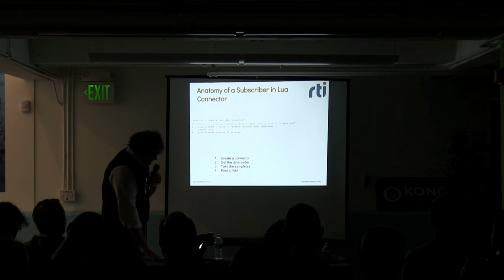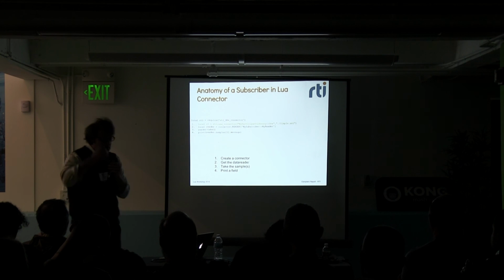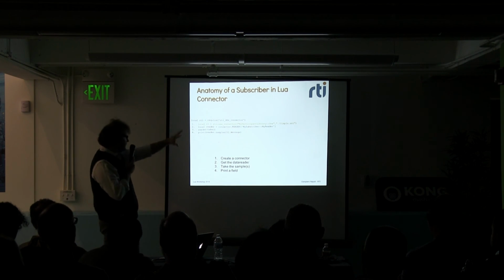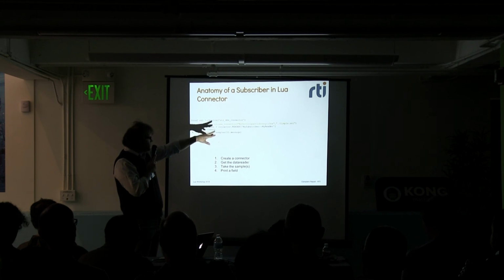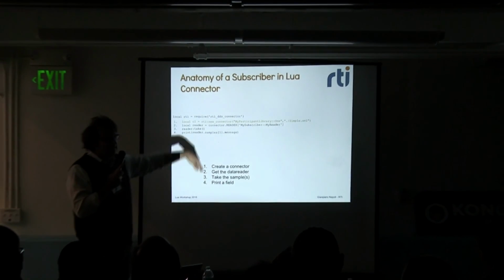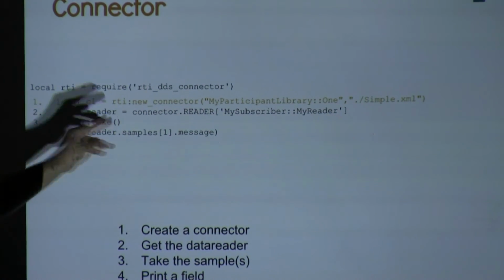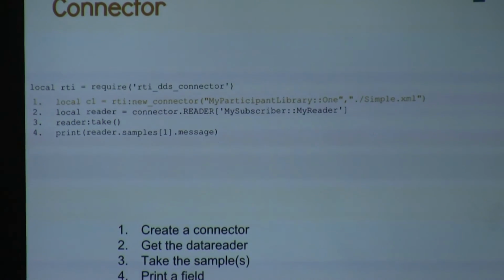And then the subscriber is pretty much the same. You create the connector again in a different file. You get the reader the same way. You do a take, and then the take automatically fills a table of samples, because a single take can give you multiple samples, and then you just iterate through that table and you read the message.